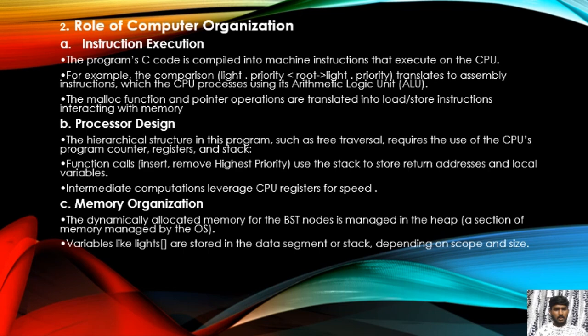Role of computer organization. Instruction execution. The program's C code is compiled into machine instructions that execute on the CPU. For example, the comparison of light.priority with root->light.priority translates to an assembly instruction, which the CPU processes using its arithmetic logic unit, ALU. The malloc function and the pointer operations are translated into load and store instructions interacting with memory.